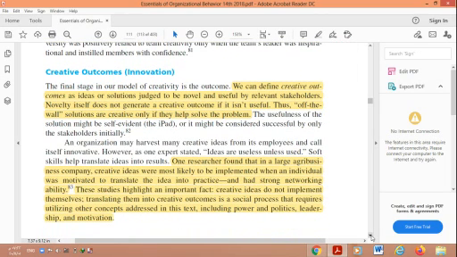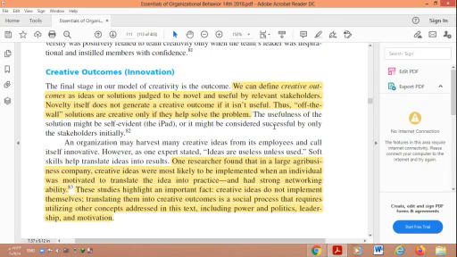Okay. The last stage of the creativity model is the creative outcomes, the innovation. We can define creative outcomes or output as ideas or solutions judged to be novel and useful by relevant stakeholders. Novelty itself doesn't generate a creative outcome if it is not useful. Thus, solutions are creative only if they help solve the problem. Creativity doesn't mean we generate a large number of alternatives.